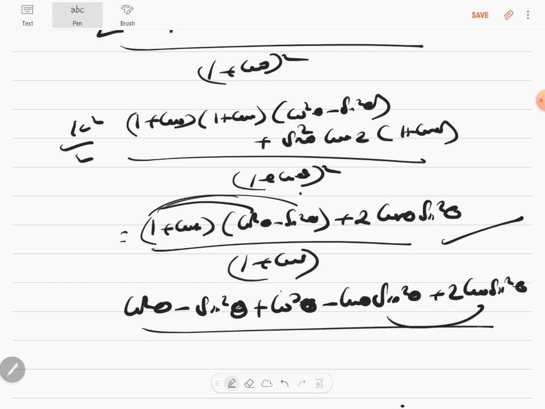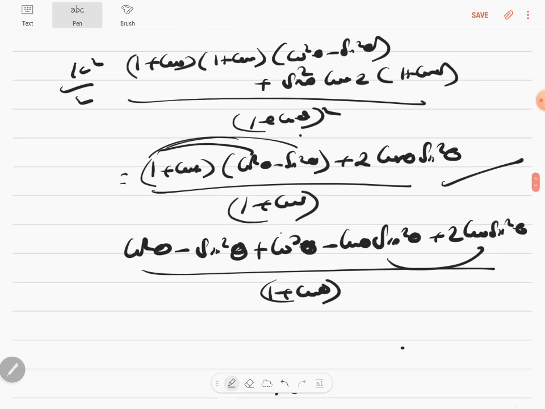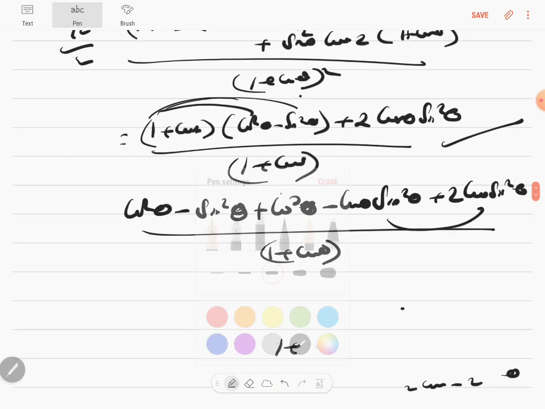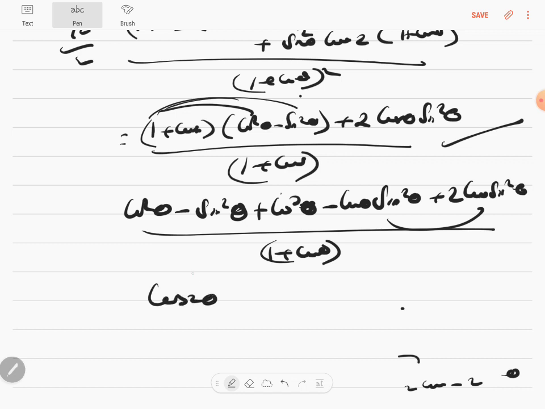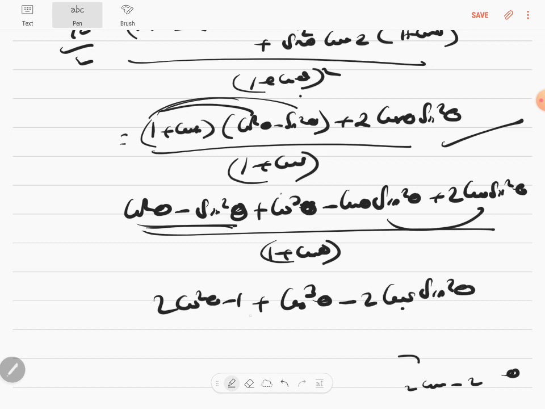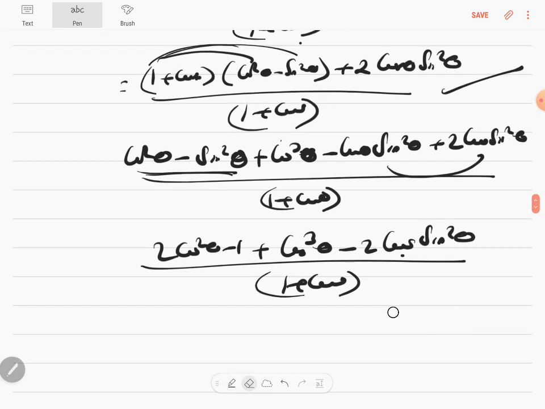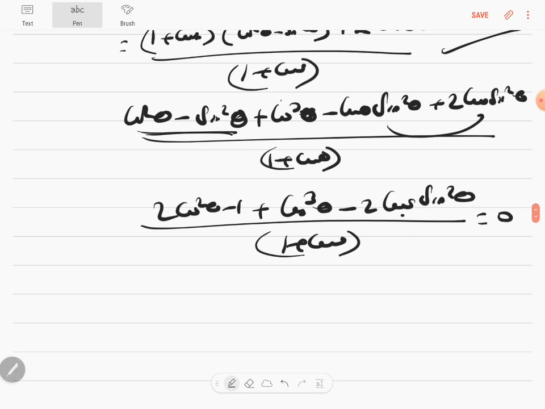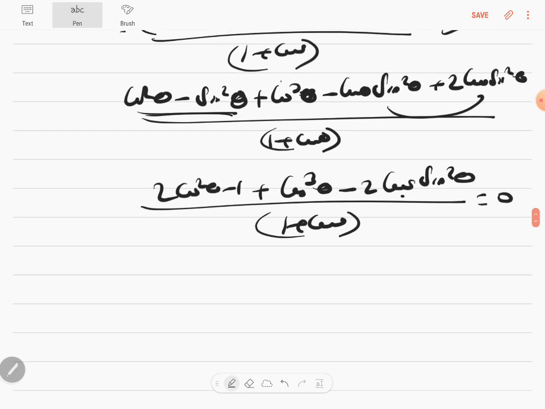These two are solvable. Can you see? Oh, I didn't even notice that. So cos square theta minus sin square theta is cos 2 theta, which is 2 cos square theta minus 1. I would write it as 2 cos square theta minus 1 plus a cos cube theta minus 2 cos theta sin square theta. Now it's become simple. This is already differentiated, it can be equated to 0. So when you equate it to 0, let's see.